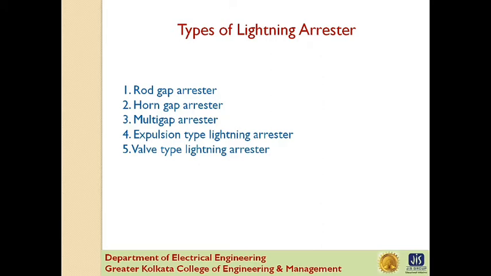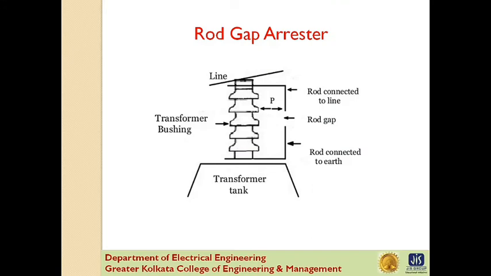First we start with rod gap arrestor. Now it is a very simple type of diverter and it consists of two 1.5 centimeter rods which are bent at 90 degrees with a gap in between, as you can see in this picture. These are the rods which are bent 90 degrees and a gap of 1.5 centimeter. One rod is connected to the line and the other rod is connected to the earth. This rod is connected to transformer tank and transformer tank is earth. So this rod is connected to earth.